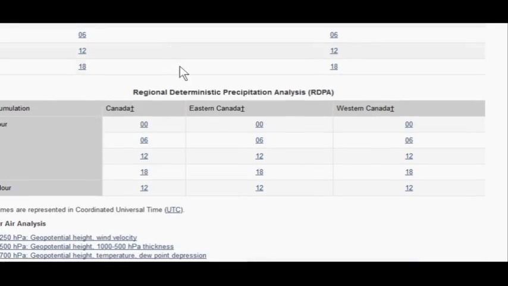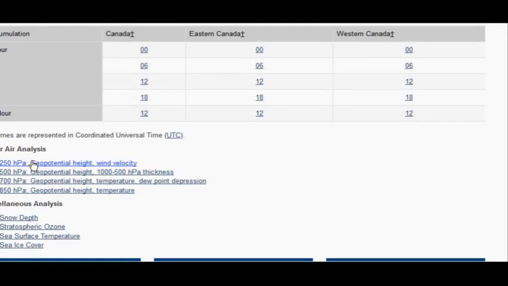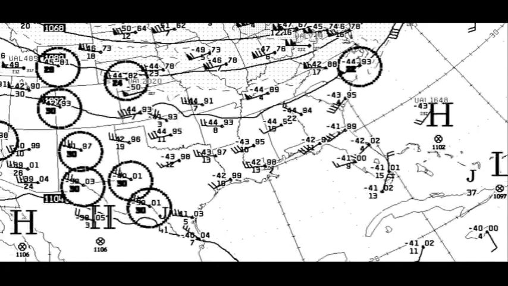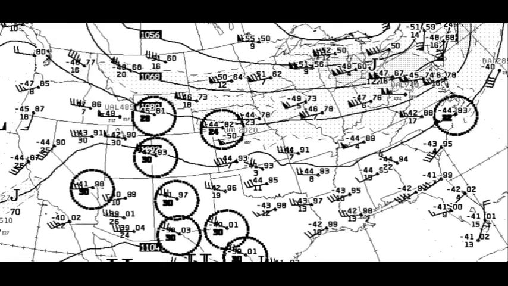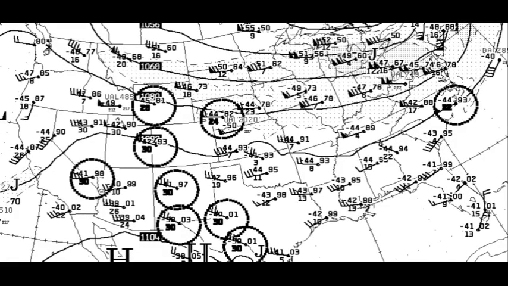Well, I can bring up an analysis chart here. We'll look at 250 real quick. I don't have these graphics really prepared very well, but this will give us an idea of the flow over the United States. You can see kind of a medium wave ridge over Nevada, so probably some warm weather at this time there in Nevada.